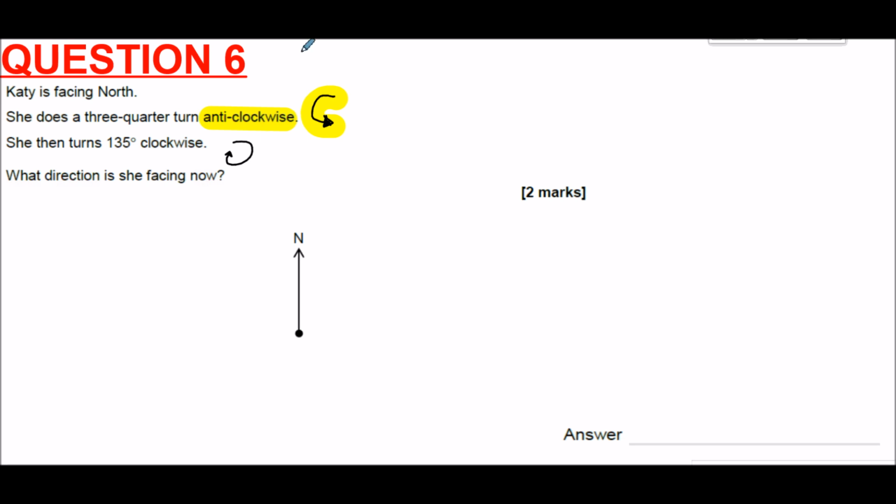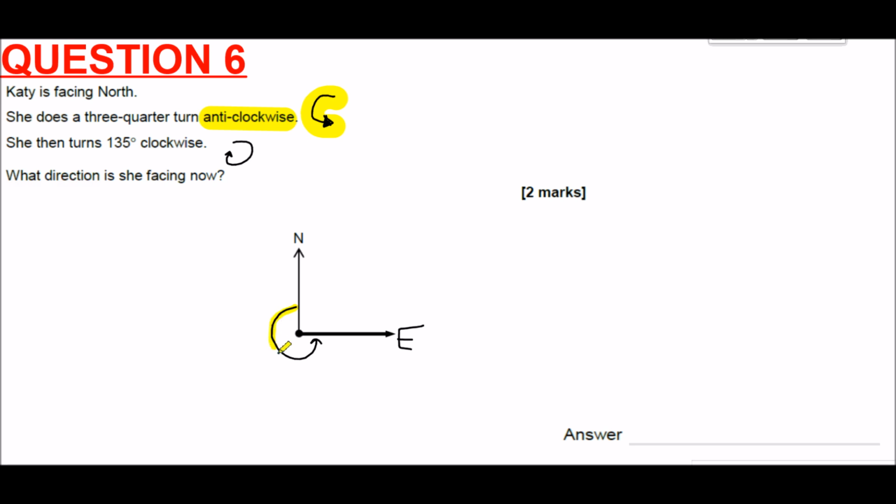And so first of all we can do her 3/4 turn anti-clockwise. So if she's facing north already, she'll be facing this way. 1/4 anti-clockwise, it'll be facing this direction. The 2nd quarter, she'll be facing south. The 3rd quarter, she'll be facing east. Remember, never eat shredded wheat. North, east, south, west. And so after she's done that turn 3/4 anti-clockwise, she'll be facing east.